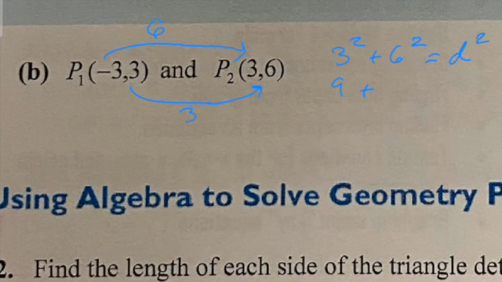3 squared plus 6 squared. So I got 6 squared is 36 is equal to d squared. So you got 9 plus 36, which is 45. We already talked about that in the previous video, where this is actually just 3 root 5 is equal to d.